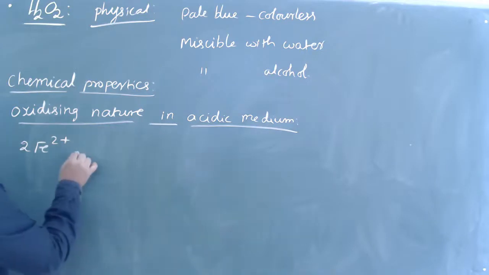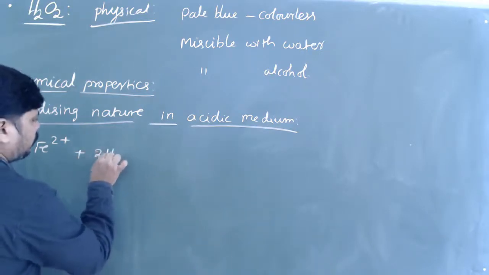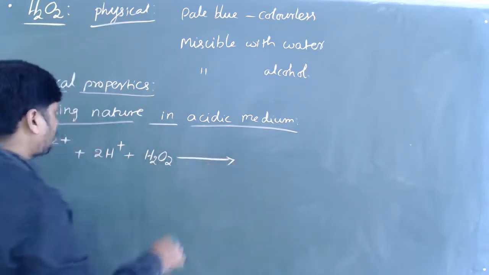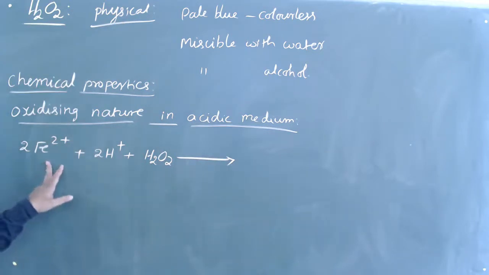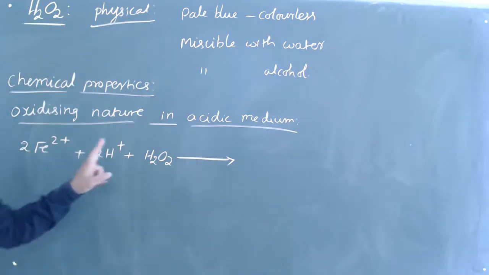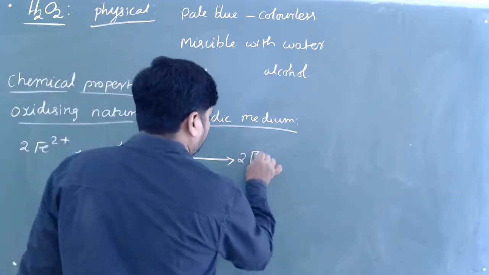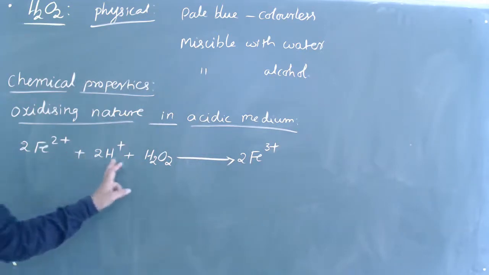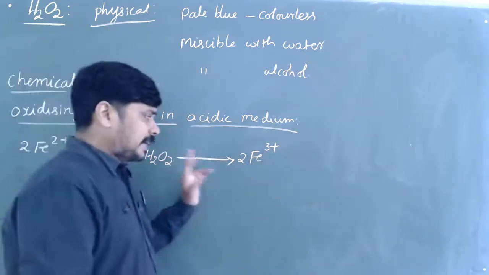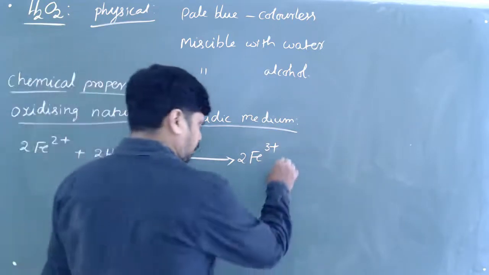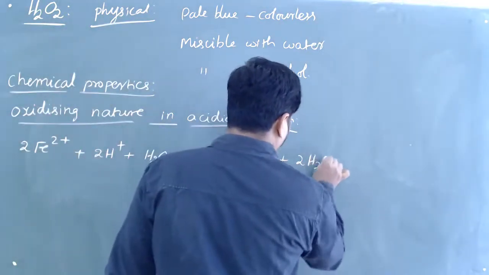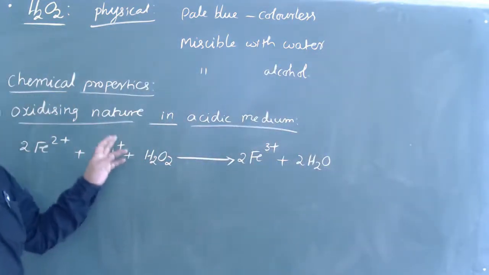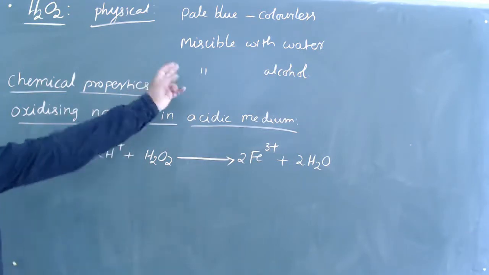2Fe2+ in presence of an acidic medium takes the hydrogen peroxide. The 2+ iron is called the ferrous state, and the ferrous state iron gets converted to the ferric state. So it's nothing but oxidation, isn't it? Fe2+ gets converted to Fe3+, that is, the ferrous state of iron gets converted to the ferric state, and we get 2H2O. So in presence of an acid, it can act as an oxidizing agent.